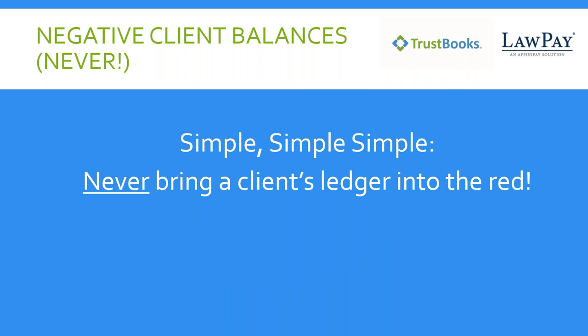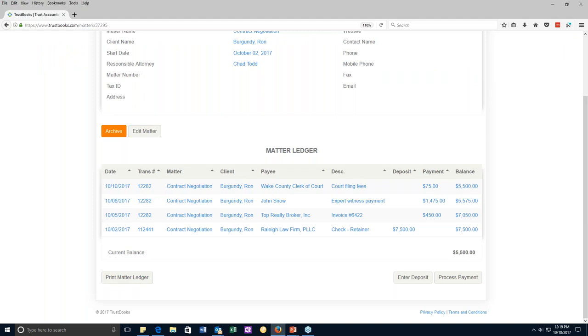So negative client balances, never. And this isn't one of those where you have to overthink it. If you've got a client balance, in this example Ron Burgundy has $5,500. If I were to try and cut a check, make a disbursement, for anything greater than $5,500 on behalf of Mr. Burgundy, I would be bringing this client into the negative, and that's a big no-no.